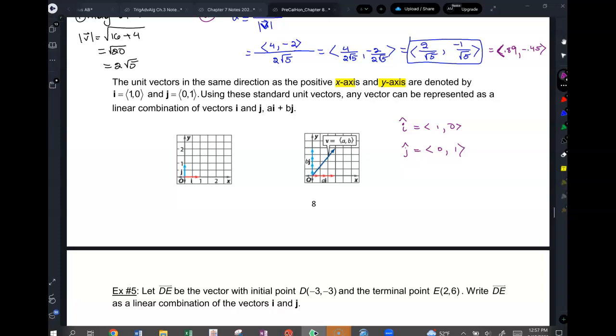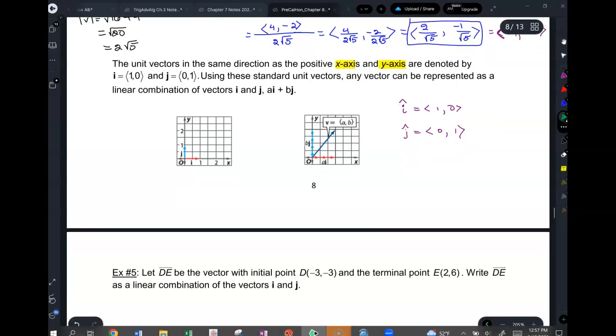Okay? Years ago, I had this wonderful idea. Now, don't steal it. When I retire, I'm going to create a cartoon called The Adventures of i Hat and j Hat, and they're just going to be two little vectors that go around and get into trouble. Wouldn't that be cute? Would you watch that? I mean, you'd be too old by then, but your kids might.